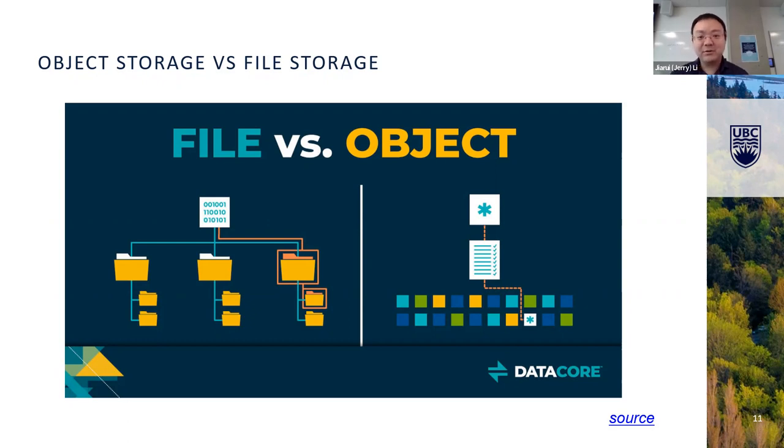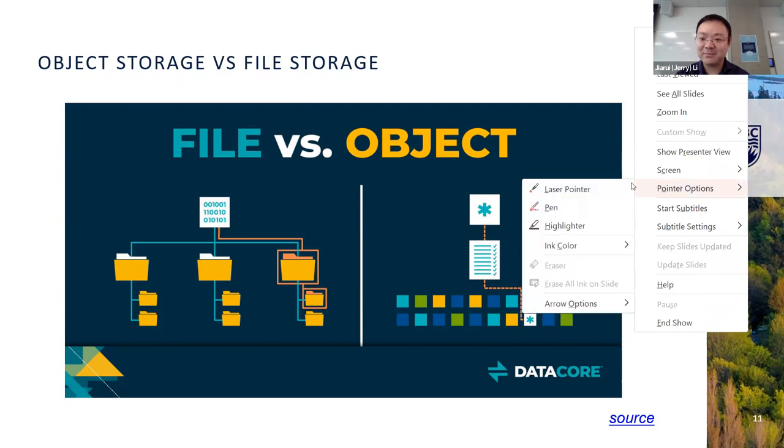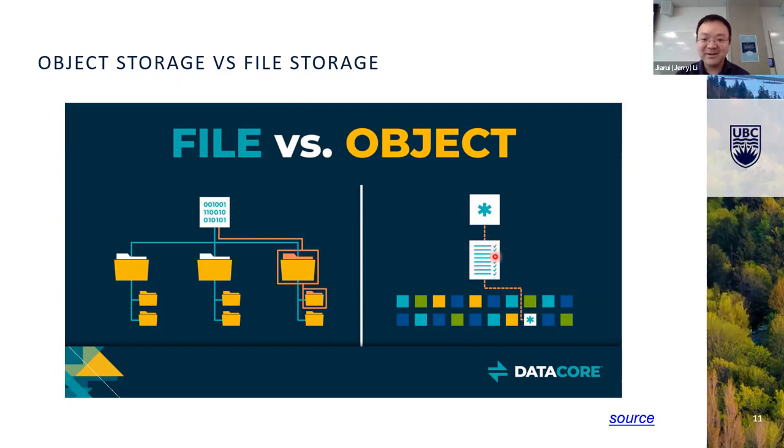But Chinook uses object storage, so it doesn't have this hierarchical structure. It only has metadata, like the sheet shown here. This star just indicates a unique ID for each file. If you want to find a file like this, it will search for this ID in the metadata sheet and then go to the location to look for it.